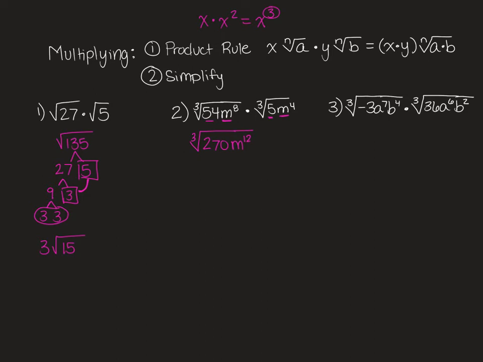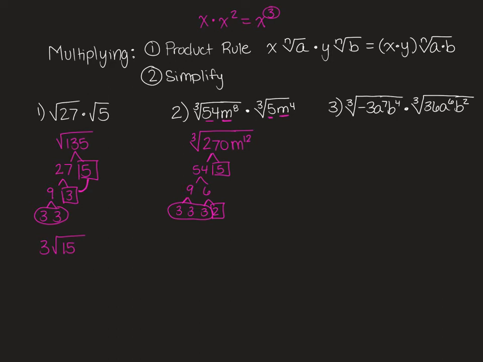Then we simplify. 270, two numbers is 54 and 5. 54 breaks down to 9 and 6. We can break down 9 into 3 and 3, and 6 into 3 and 2. So cube root, I'm looking for groups of 3. The 2 and the 5 are left over.